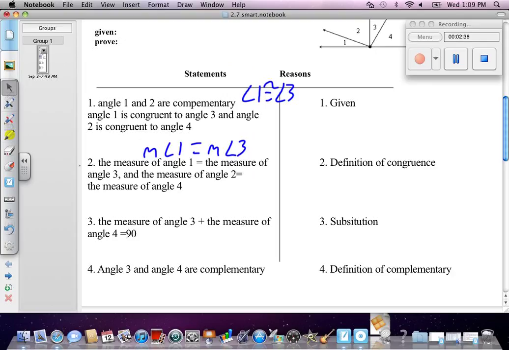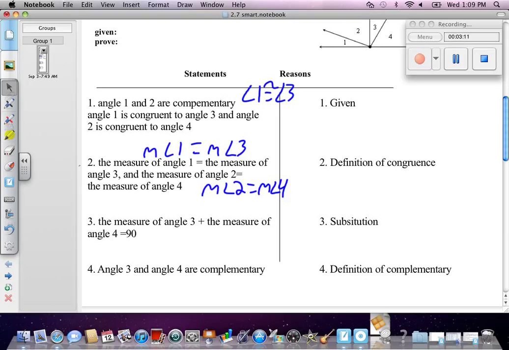Definition of congruency. Wait, so which one do we write? You write down the whole thing. Angle 1 and angle 2 are complementary angles. Angle 1 is congruent to angle 3, and angle 2 is congruent to angle 4. Number 2, we changed it so that the measure of angle 1 equals the measure of angle 3, and the measure of angle 2 equals the measure of angle 4. That's by definition of congruency. So we write both of those? Yes. One is the symbolic way, one is as if I was saying it out loud.